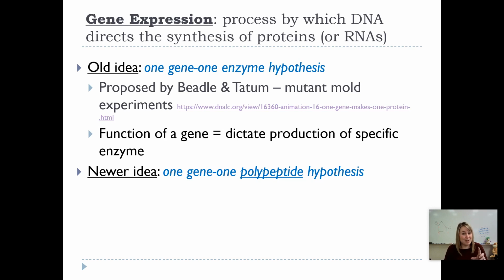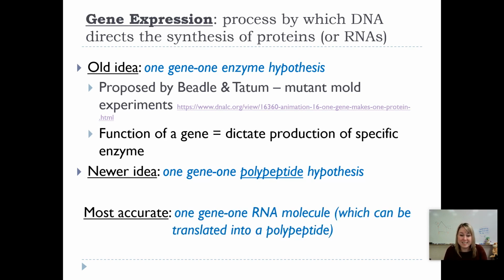Now that we know more about RNA processing, we have a more accurate model of a gene. Now we say that a gene codes for an mRNA molecule. Now that RNA can code for a polypeptide, but we can actually change the way that RNA leaves the nucleus, which can make the final polypeptide different. So all we know is that a gene codes for RNA, but the fate of that RNA is still subject to taking different paths.